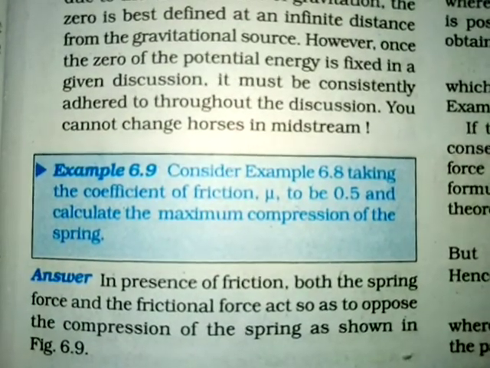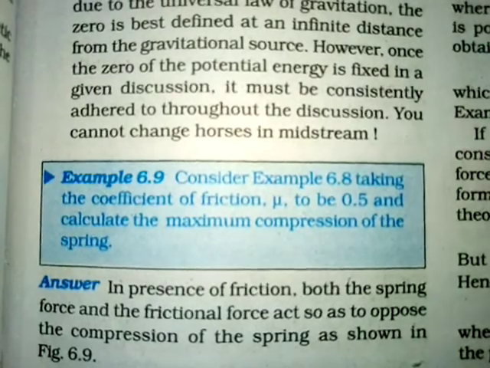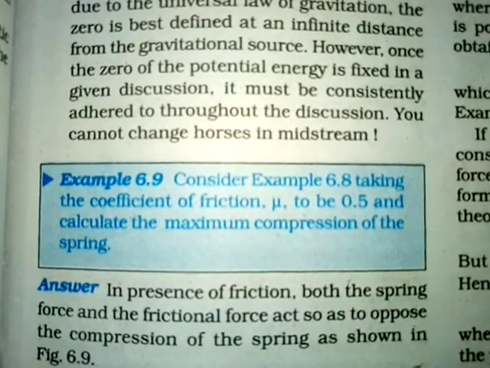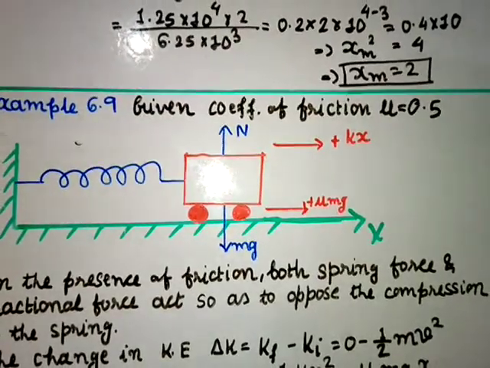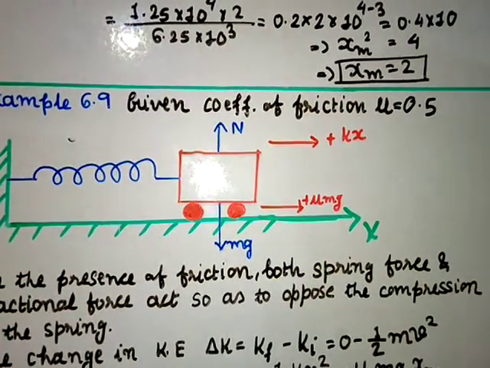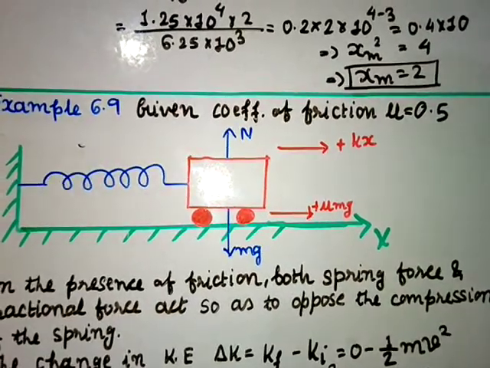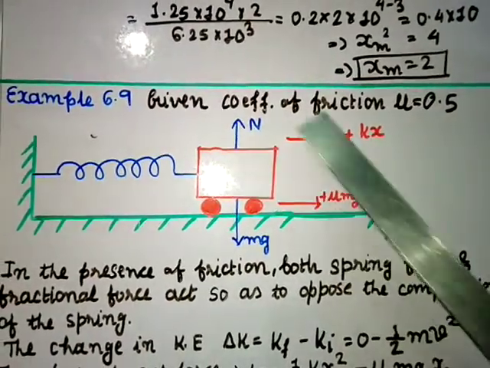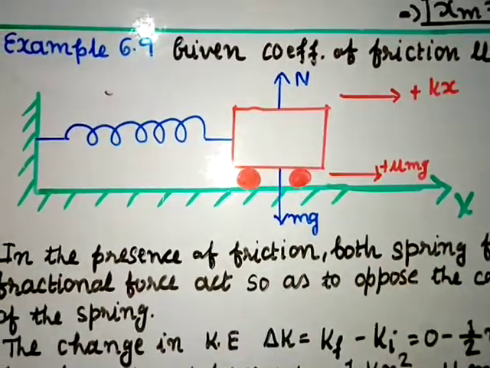Example 6.9: consider example 6.8, taking the coefficient of friction mu to be 0.5, and calculate the maximum compression of the spring. So in the question of example 6.9, we have to use the data from example 6.8, and what is given is the coefficient of friction, mu equal to 0.5.